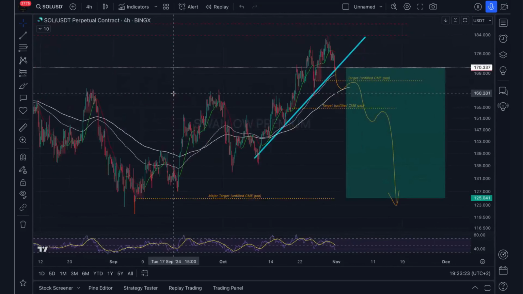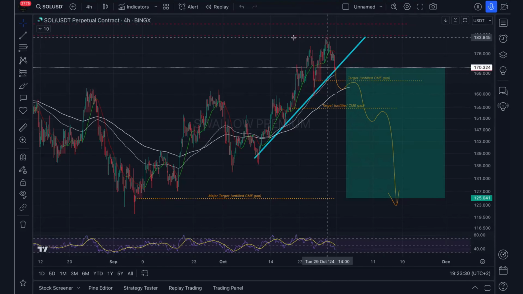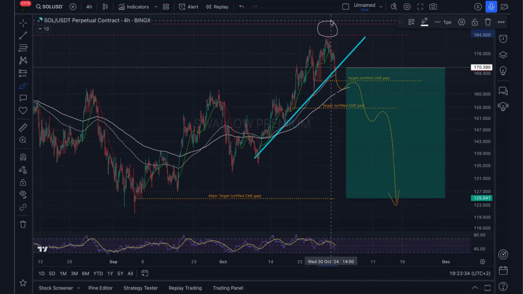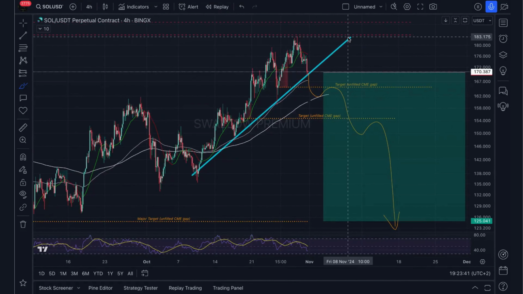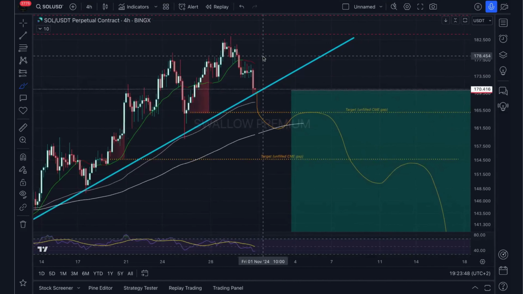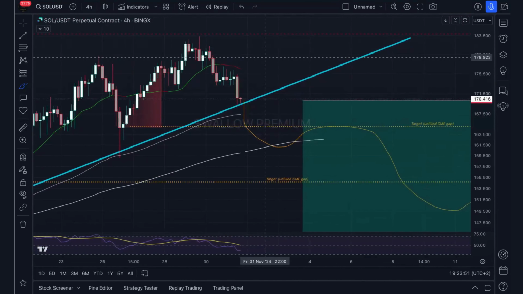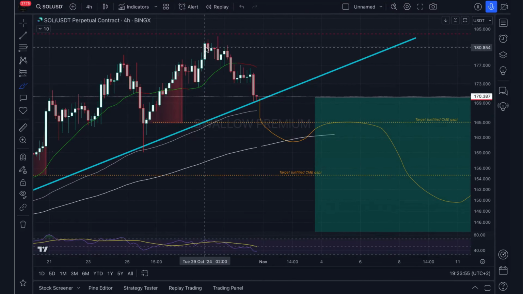So let me zoom in fast. 1, 2, 3, and the third one is an unfilled CME gap. A nice touch, although it's not perfect. The perfect one would be a touch in this region, but still, it is a touch. We had a rejection, a sharp one, and price is in a pretty sharp bullish trend, which is bad for the coin.